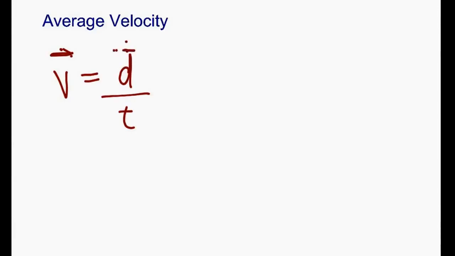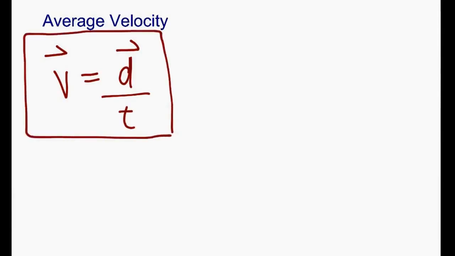My arrows aren't working very good. And time isn't a vector, because time has no direction, right? Time is just 10 seconds, 5 minutes, 10 minutes, whatever, an hour. Direction doesn't matter for time. So our first formula we'll use is just basically velocity equals displacement over time, where those two are vectors. So on your formula sheet, if you look at it, you'll see that it has that.